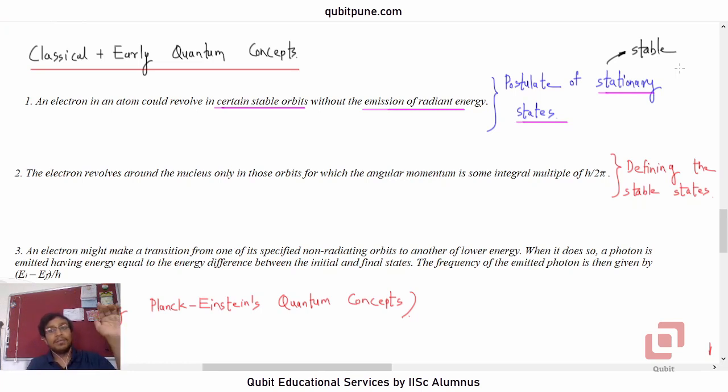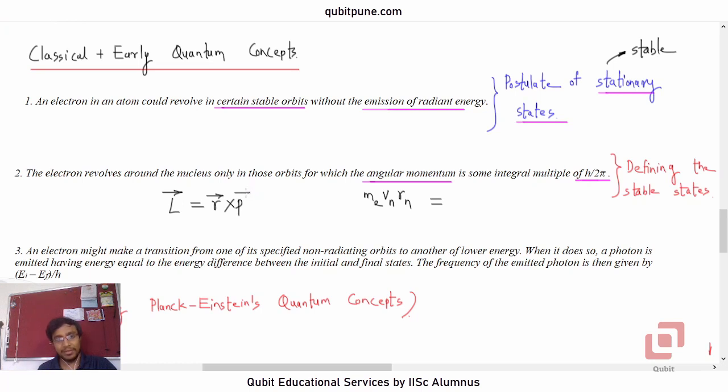Number two, we call this the postulate of defining stable states. The electron revolves around the nucleus only in those orbits where the angular momentum is some integral multiple of h upon 2 pi. So this is a mathematical statement. He is saying that the angular momentum of the electron, mass of electron times velocity or speed of electron in that particular orbit, let's call it Vn, nth orbit, a stable orbit, times Rn, which is the radius, is equal to this, and this is quantized. He didn't say energy is quantized, but he's saying angular momentum is quantized. Okay, how do we define angular momentum? Vectorially, r bar cross p bar.